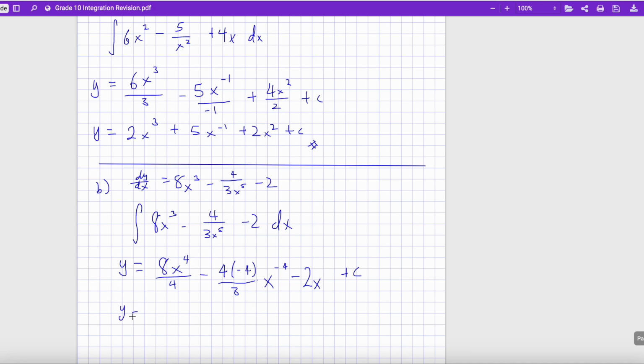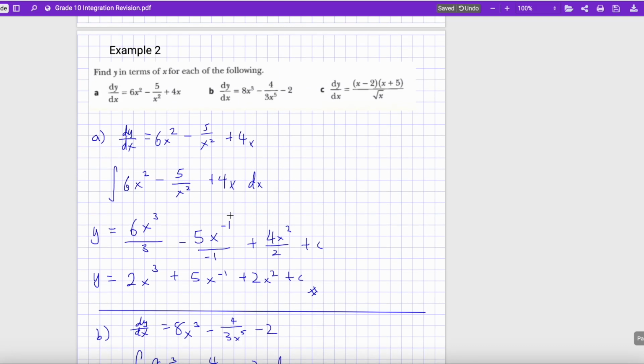All right, let's clean this up a bit. So we have plus, how much is that? 16 over 3? 16 over 3, x to the power minus 4, or some of you will put 1 over x to the 4, that's fine, minus 2x plus c. All right, so this is how you solve for part B. Let me know if you got it, all right?